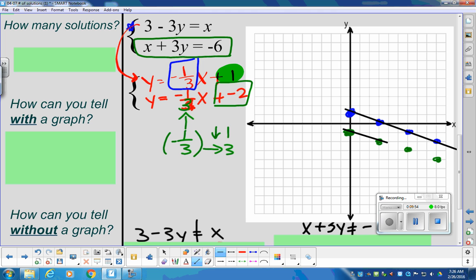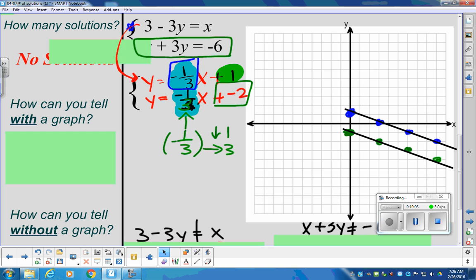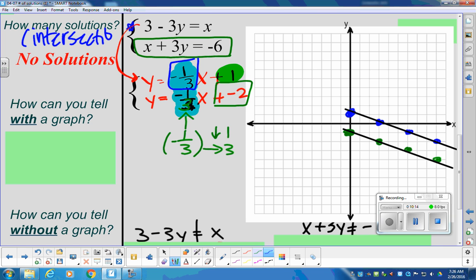Hopefully some of you recognized right from the beginning that they were going to be parallel lines because they had the same slope. They have the exact same slope. That means they're growing at the same rate. They should be parallel. So, how many solutions? No solutions, because remember, the word solution means how many times does it intersect? How many times are two lines going to intersect if they have the same slope or the same growth? They won't intersect, so none, no solutions is your answer to that question.